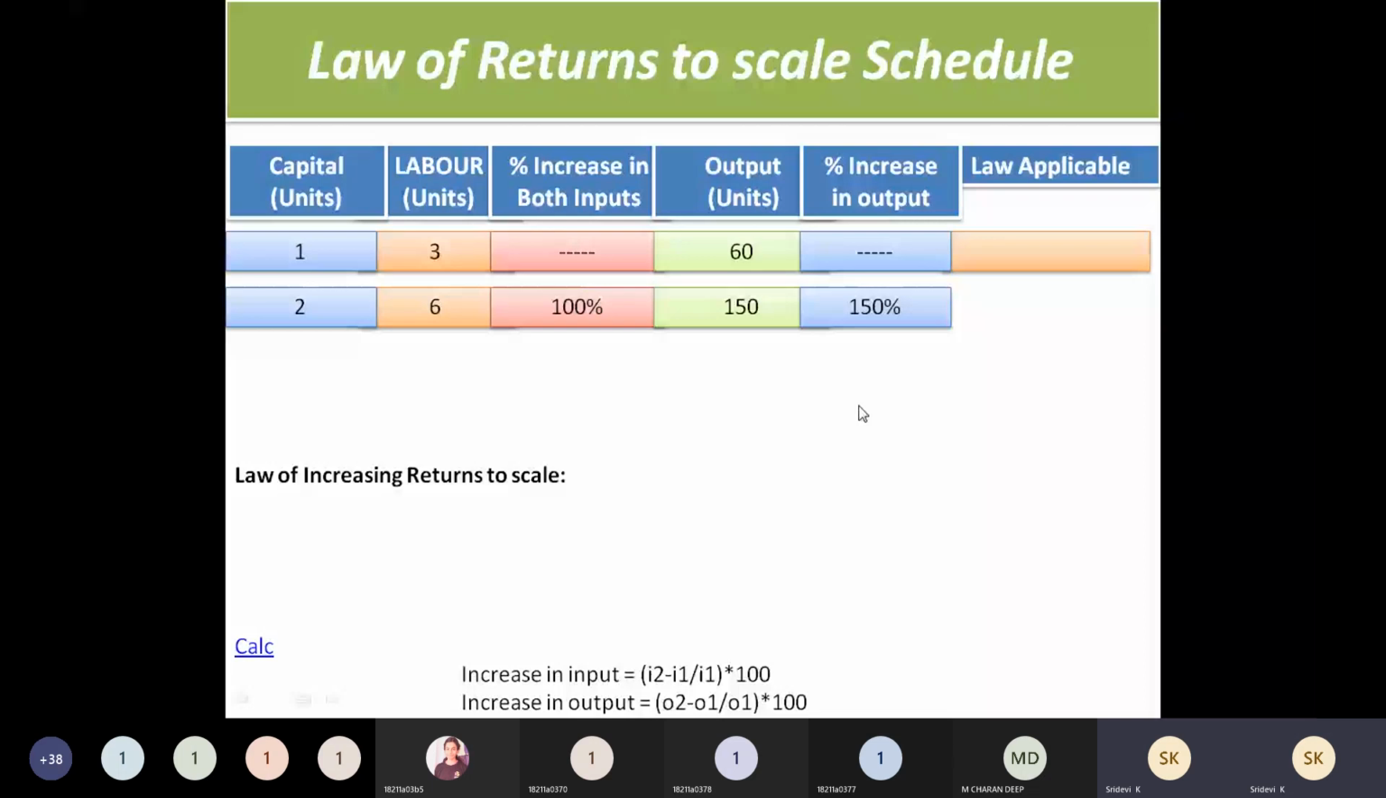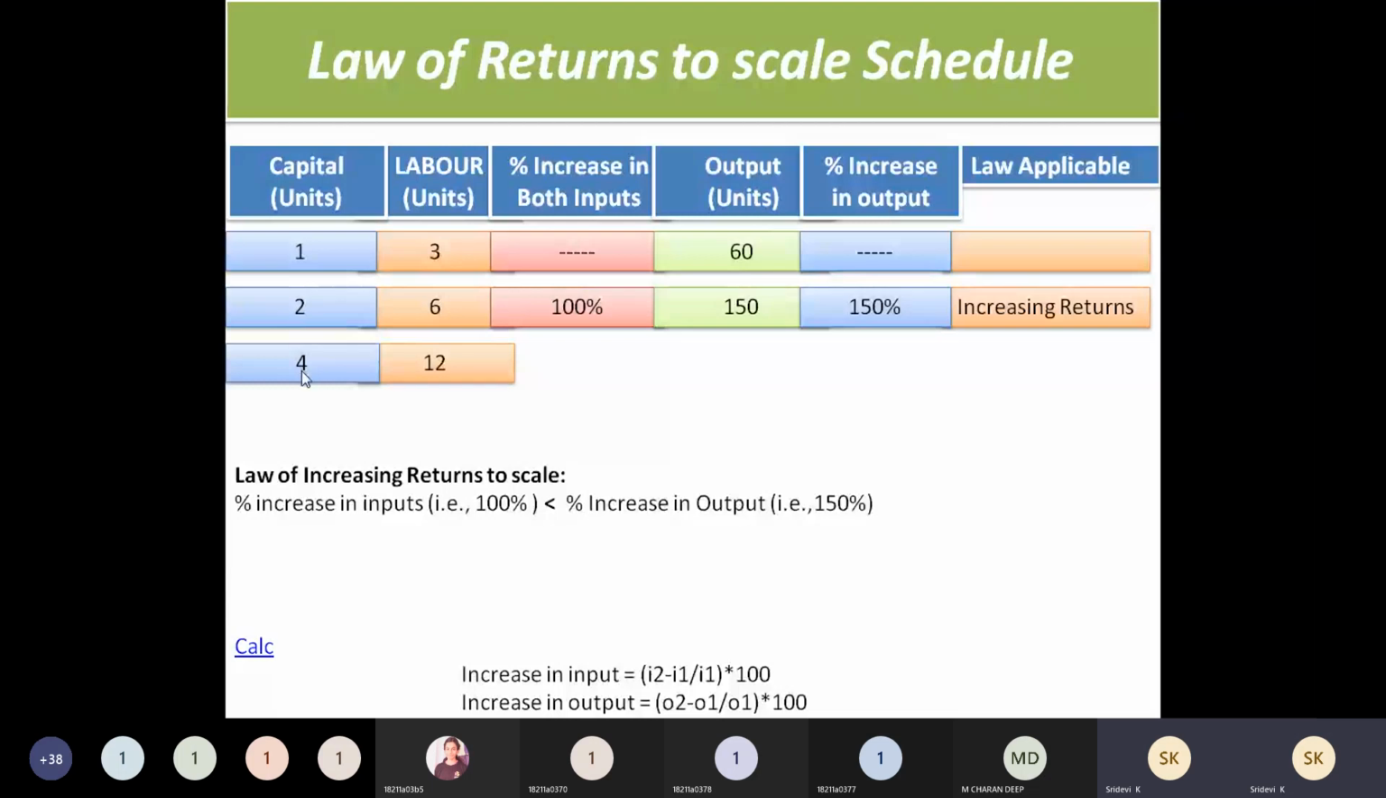This is what you need to write in the table below. When the increase in output is more than the increase in inputs, that is called increasing returns to scale. I gave it on the screen also in words. In the same manner, you double the capital and labor. From 2 to 4, doubling 2 means 4, a 100% change, and doubling 6, it will become 12. So this will give you 100%. Always take 100% as the input change.